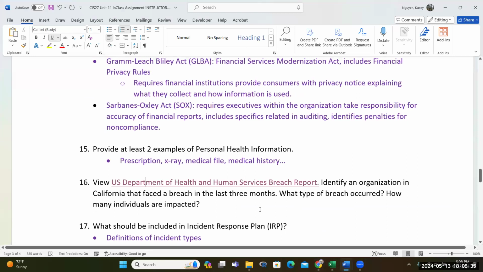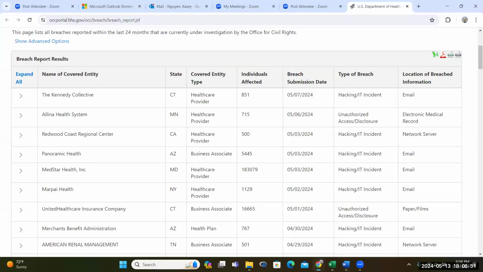And I want you to identify, because we live in California, one California organization that is impacted. And it will give you the general description of what kind of breach, how individuals are impacted. So let's take this one, Redwood Coast Regional Center, that's up north, right? This happened recently, about 10 days ago. And it was a hacking incident. And their impacted system is a network server.